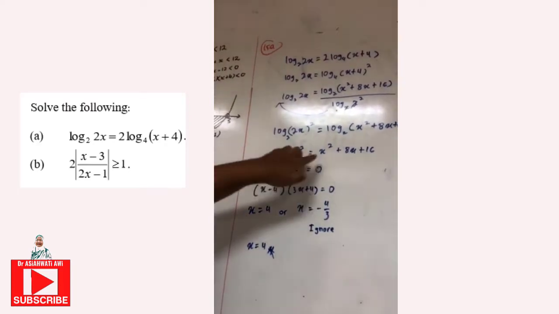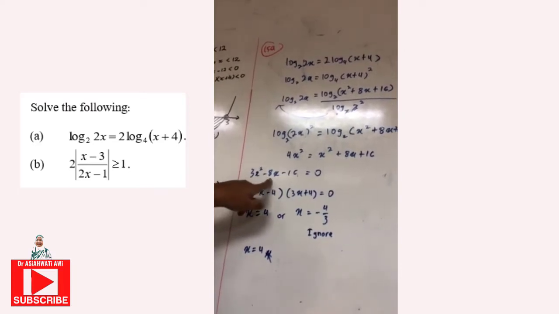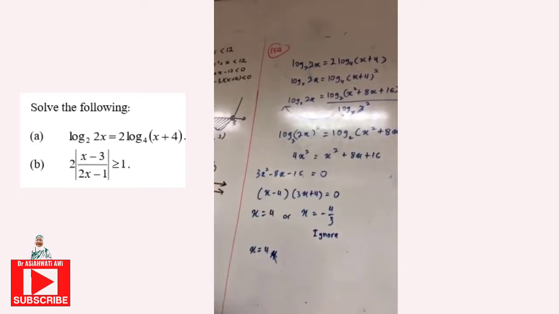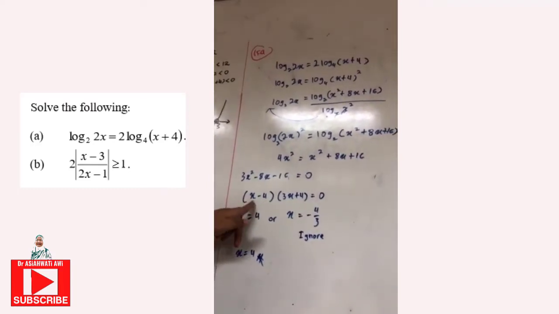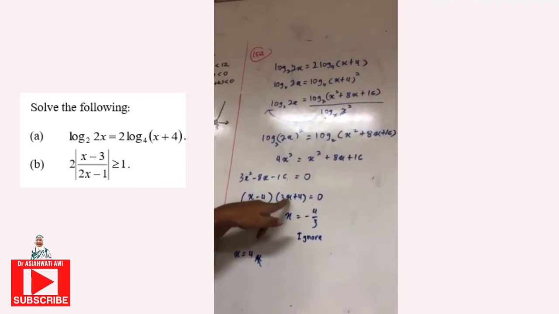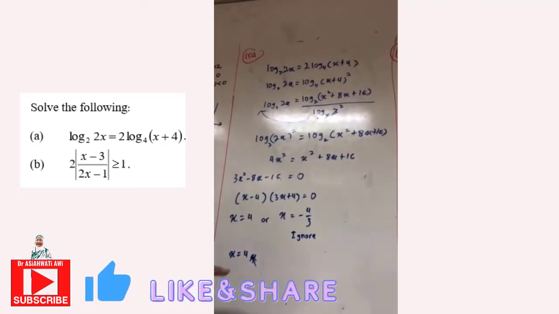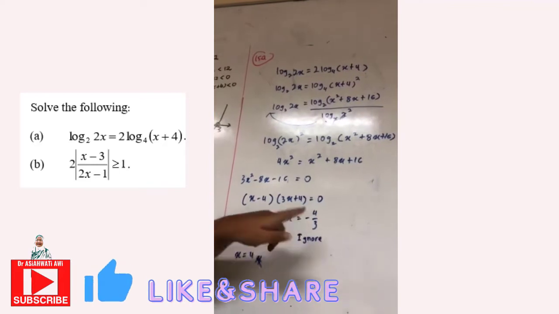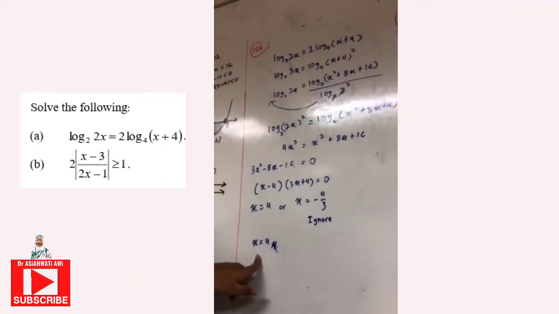Okay, so we bring it over here. We will get 3x square minus 8x minus 16 equal to 0. So we factorize it, it will become x minus 4 multiply 3x plus 4. Since for log we cannot use the negative one, we ignore the negative value. So we choose the positive one, so x equals to 4.